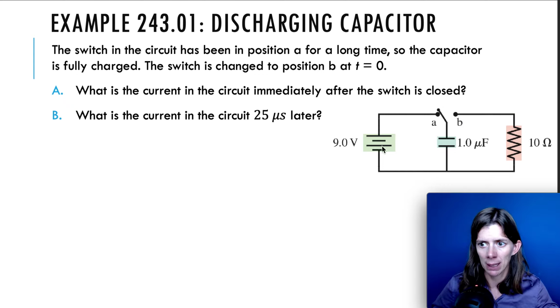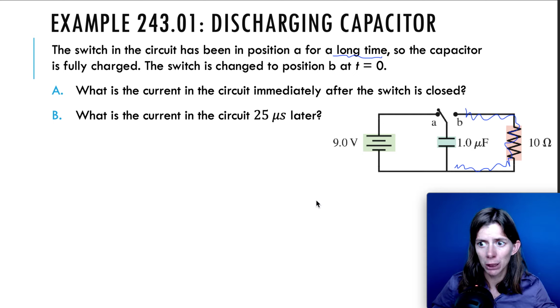So what in the world does that mean? When the switch is at position A, this is open here, which means there's no current flowing through it. It's as though this part of the circuit doesn't even exist. That means the capacitor is directly connected to the battery, and it's been connected for a long time, so it's going to be fully charged. That means it has the full 9 volts from the battery. And then the switch is changed to position B at time 0.